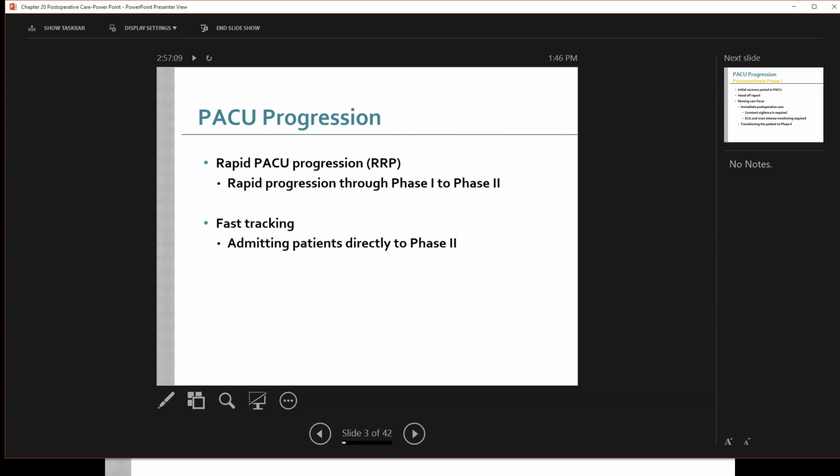The goals of fast tracking, or RPP, include to cut costs and increase patient satisfaction, to decrease overall recovery time and the length of hospital stay, and to decrease morbidity. The patient's safety is the primary factor determining where and at what level we provide postoperative care.